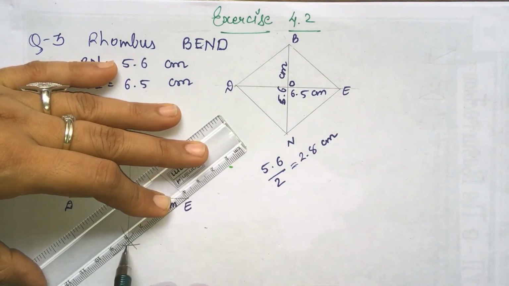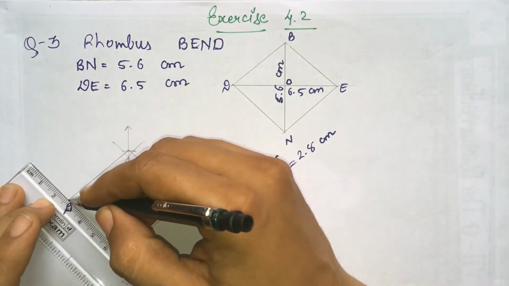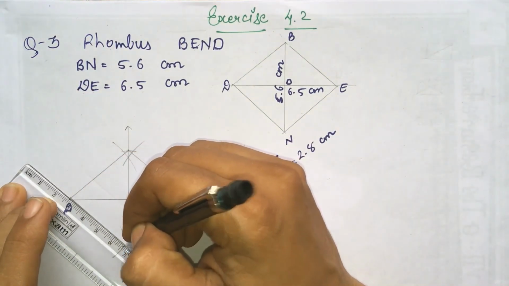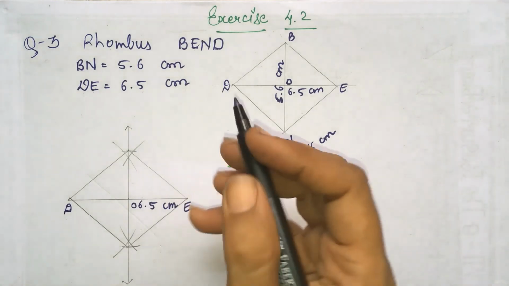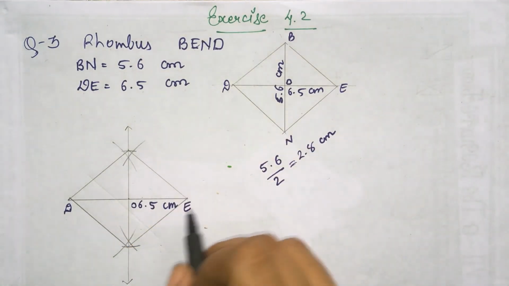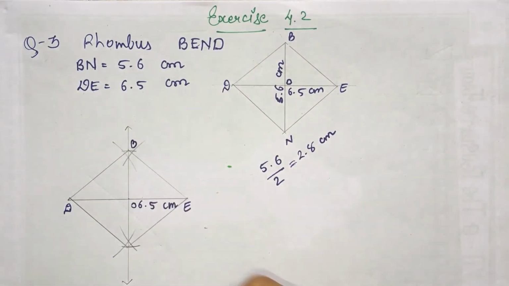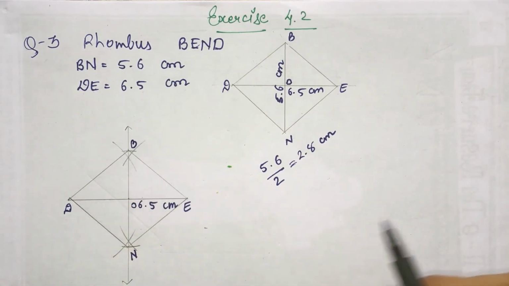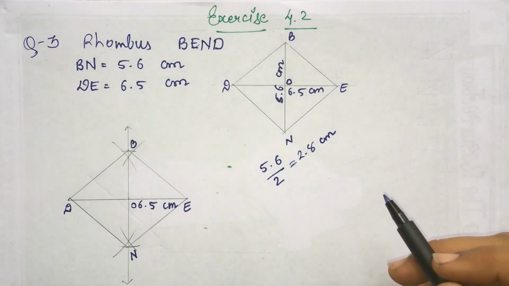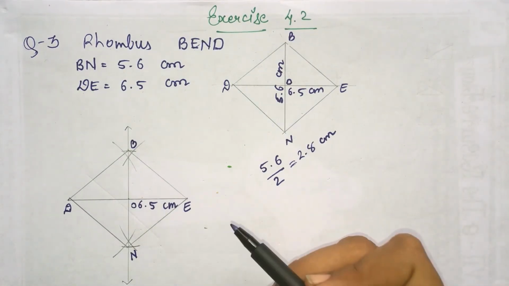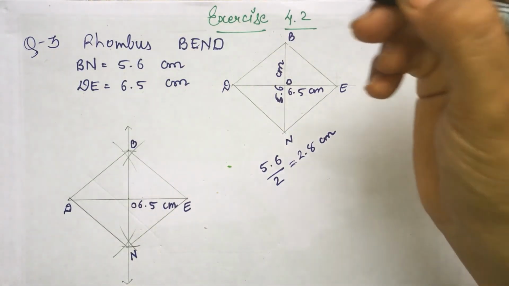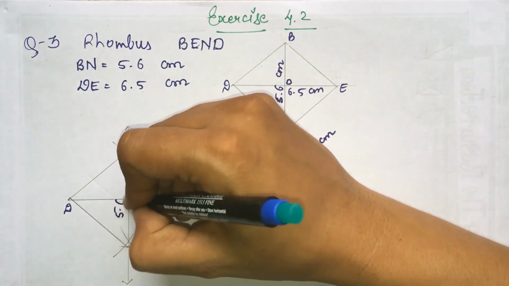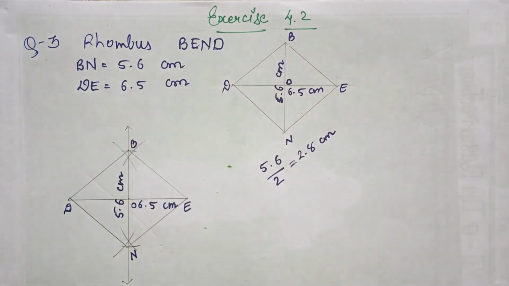So here we will name it. So this is D, E. Here we will write B and this is N. So this is the required rhombus BEND with 6.5 centimeter diagonal and another diagonal is 5.6 centimeter.